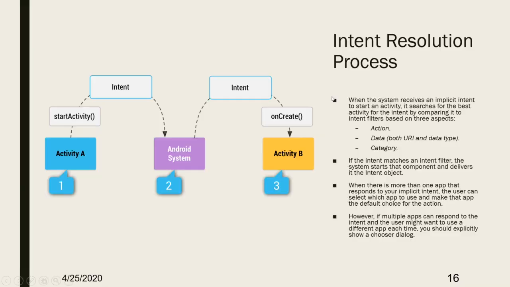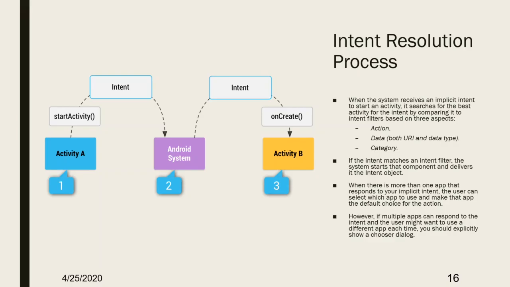The second way to start an activity is by implicit activation. In this situation, you haven't told Android which activity to start, so it has to figure it out on its own. And what happens here is that Android tries to match the intent that was passed into startActivity or startActivityForResult methods by comparing it to intent filters based on three aspects: action, data, and category. If the intent matches an intent filter, the system starts that component and delivers it the intent object.